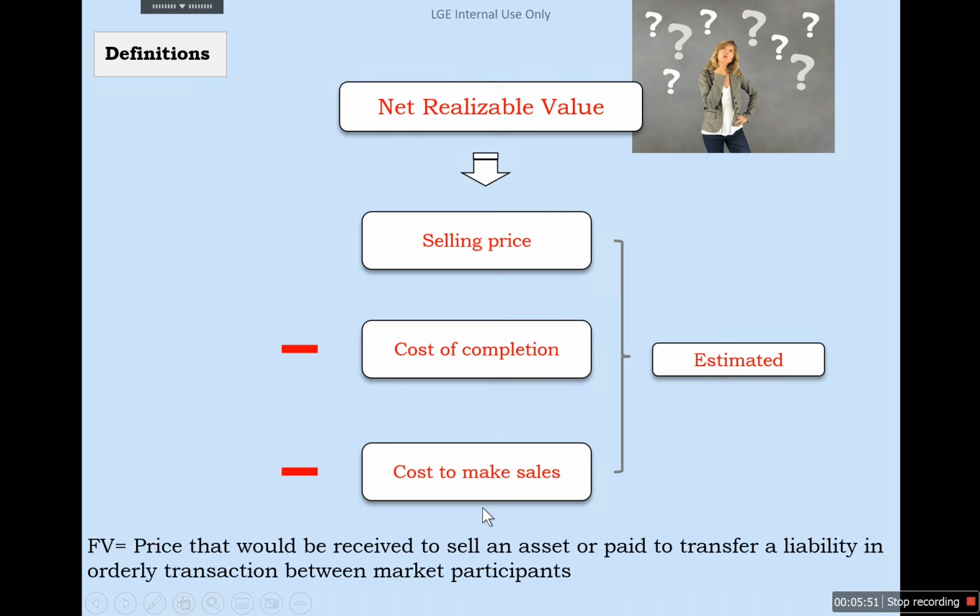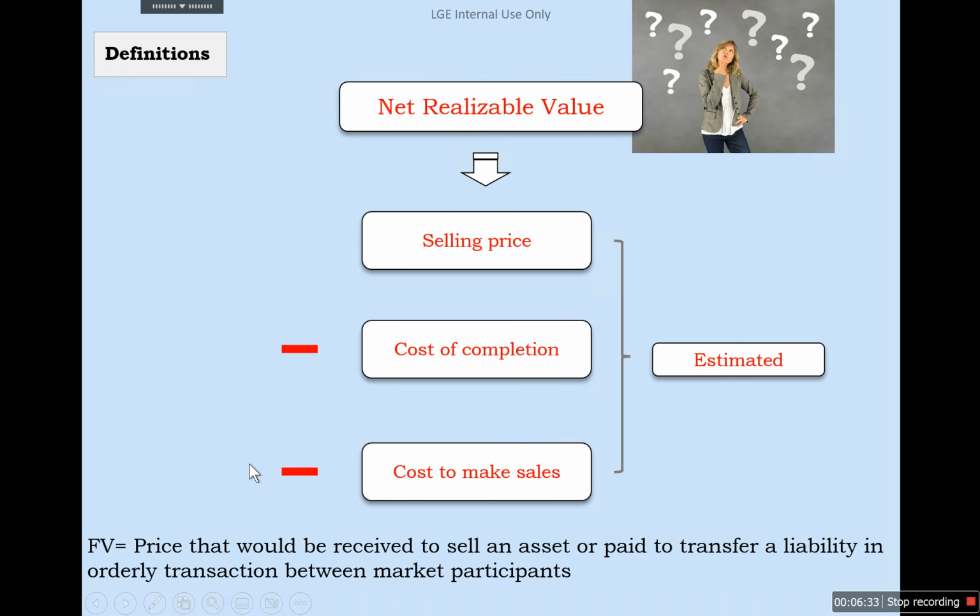And there is a similar term, that is fair value. Fair value is the price that would be received to sell an asset or paid to transfer a liability in an ordinary transaction between market participants. So here NRV is an estimated price. This is entity specific, how much selling price it will get and how much remains after deducting the cost of completion and cost to make the sale, whereas fair value is a price that would be received to sell an asset or paid to transfer a liability in an ordinary transaction between market participants. So fair value is not entity specific.